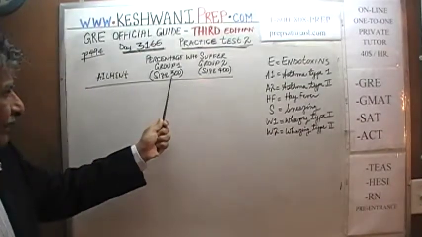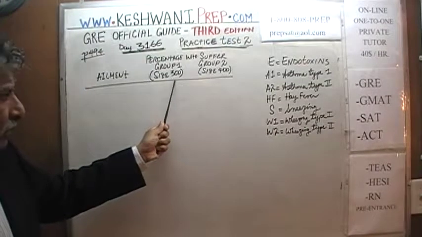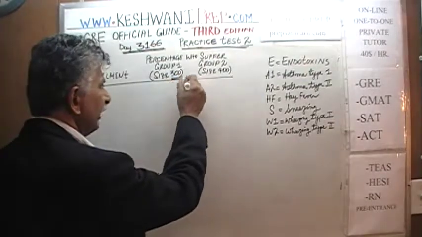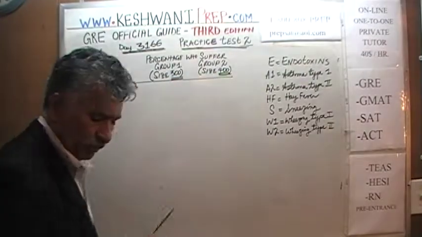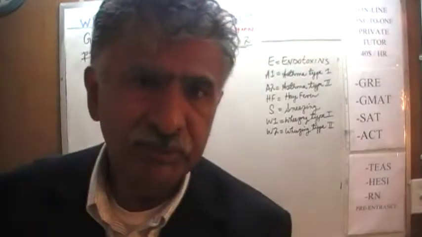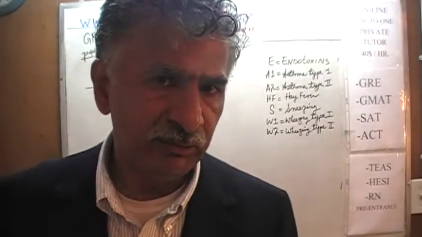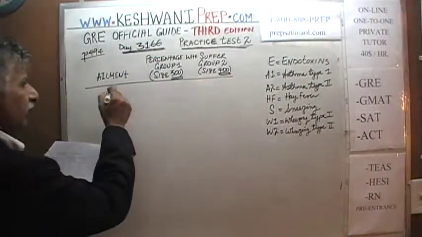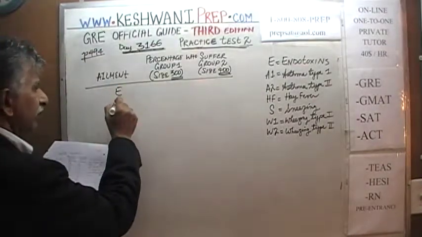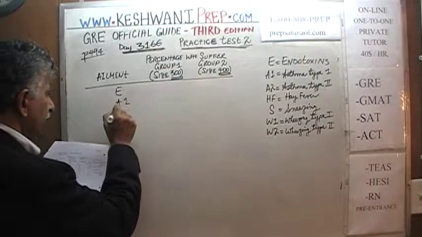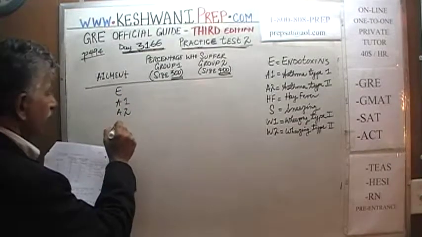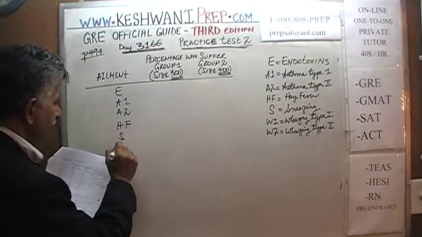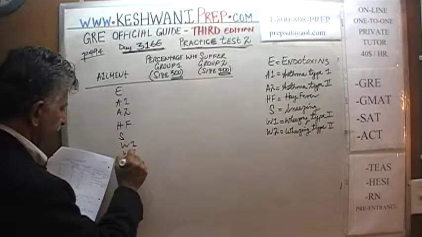Group 1 has 300 people in it. Make sure that you understand that the group sizes are different. This group has 300 people, group 2 has 400 people. Whenever they give you something like this, the group sizes, the sample sizes are always different, obviously. So here are the elements. We have endotoxin, then we have asthma 1, asthma 2, hay fever, sneezing, and finally wheezing 1 and wheezing 2.